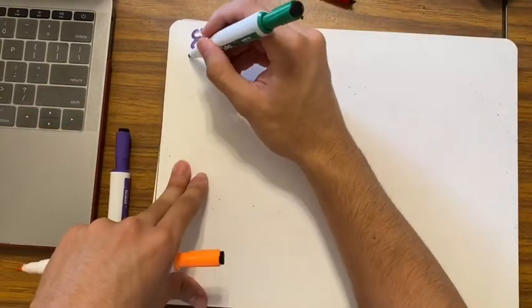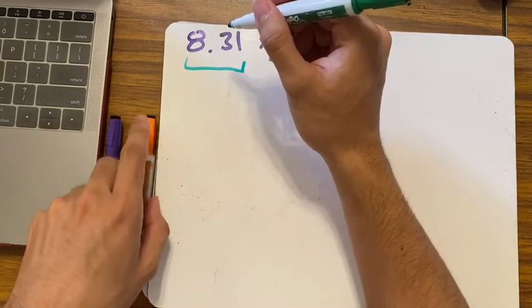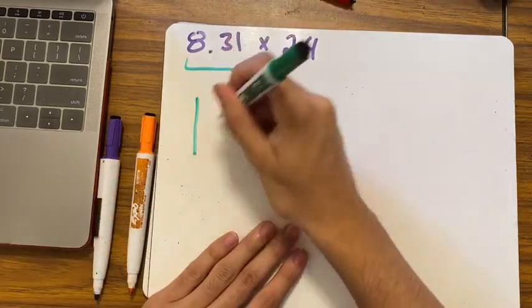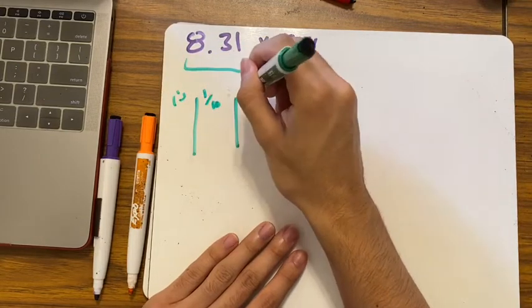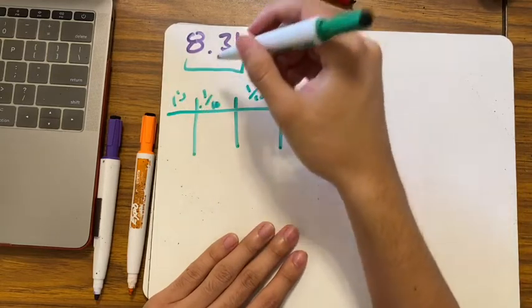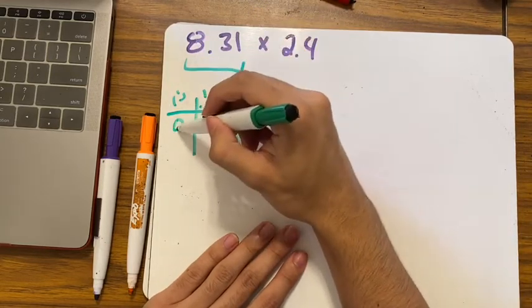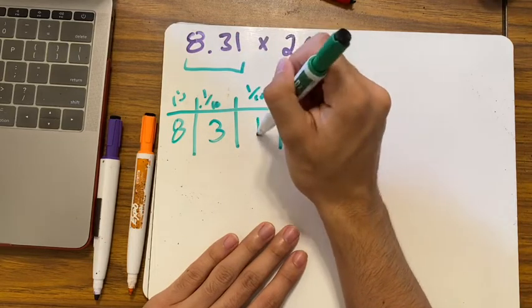So first off, I have 8.31. Well, if I were to write that in word form, let's use a place value chart. I have my ones, my tens, and my hundredths. My 8 is in my ones, my 3 is in my tens, and my 1 is in my hundredths, correct?